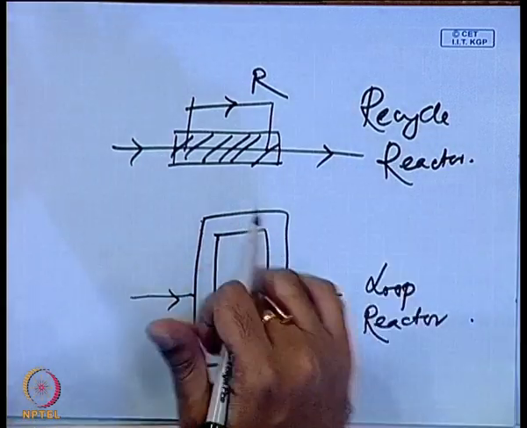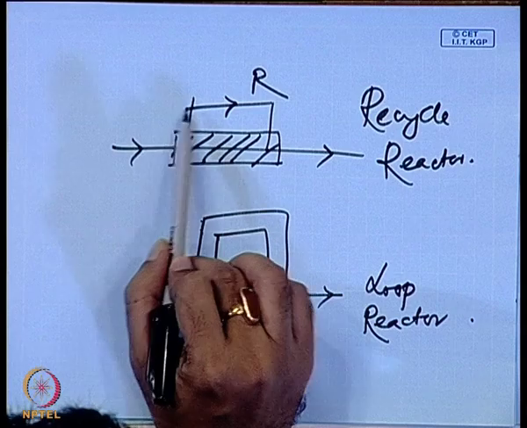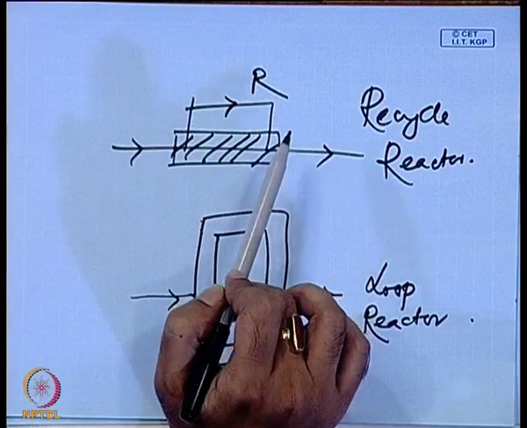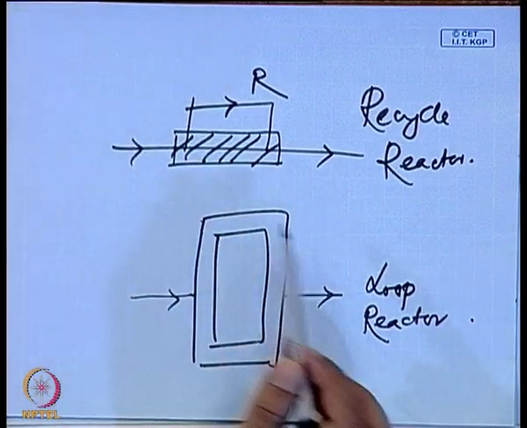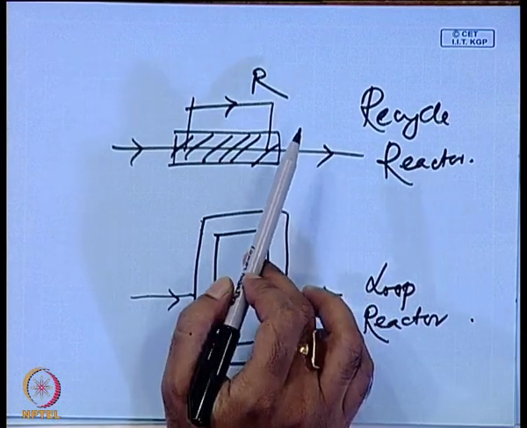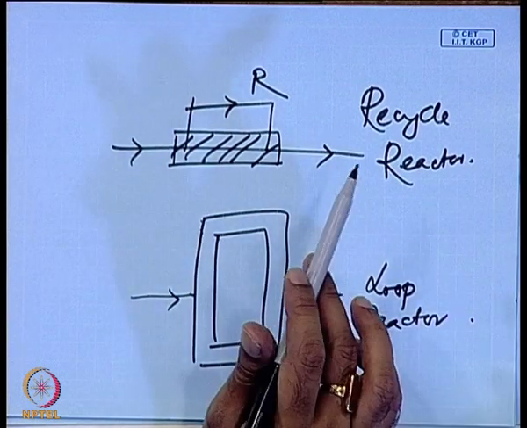The similarity is that things are being recycled in both cases, but in a recycle reactor, the reactor is one straight thing, and there is a little recycle going out. In the loop reactor, the reactor itself is a recycle. So what is the major difference? In the recycle reactor, only a small fraction is being recycled. Here in the loop reactor, a large fraction is being recycled.